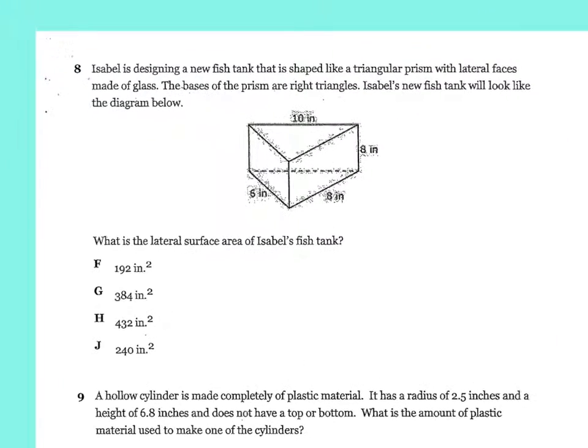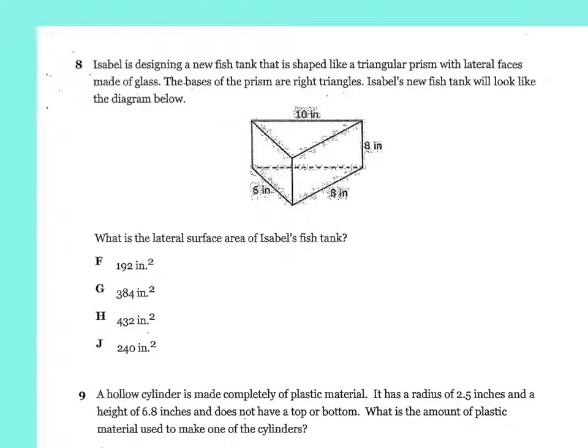Next page, number 8. Isabel is designing a new fish tank that is shaped like a triangular prism, okay, with lateral faces made of glass. The bases of the prism are right triangles. Isabel's new fish tank will look like the diagram below. It's the lateral surface area.